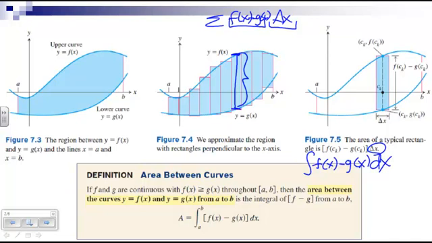So the conditions are f of x and g of x continuous, and the top curve minus the bottom curve. Top meaning with higher y values, and bottom meaning lower y values.